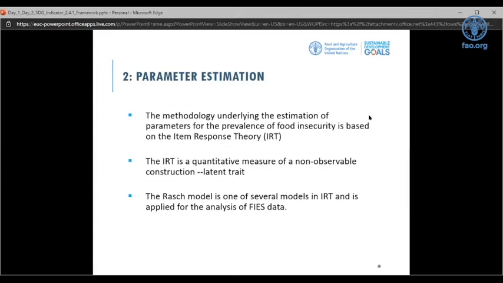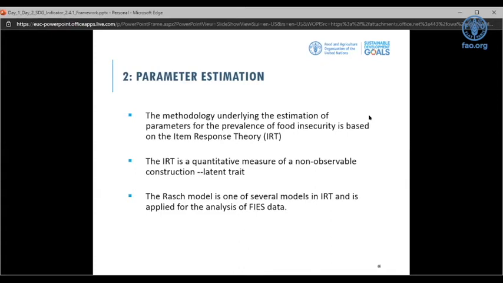Now, once the data have been properly codified with zeros or ones, and standard labels are added to the 8 FIES questions instead of the codes used by the data analysts, the next step implies estimating the parameters associated with the 8 FIES questions. The methodology underlying the estimation of the parameters for prevalence of severity of food insecurity is based on item response theory, okay? This item response theory is well explained in the enumerator manual, as well as in the e-learning course of SDG 2.1.2.